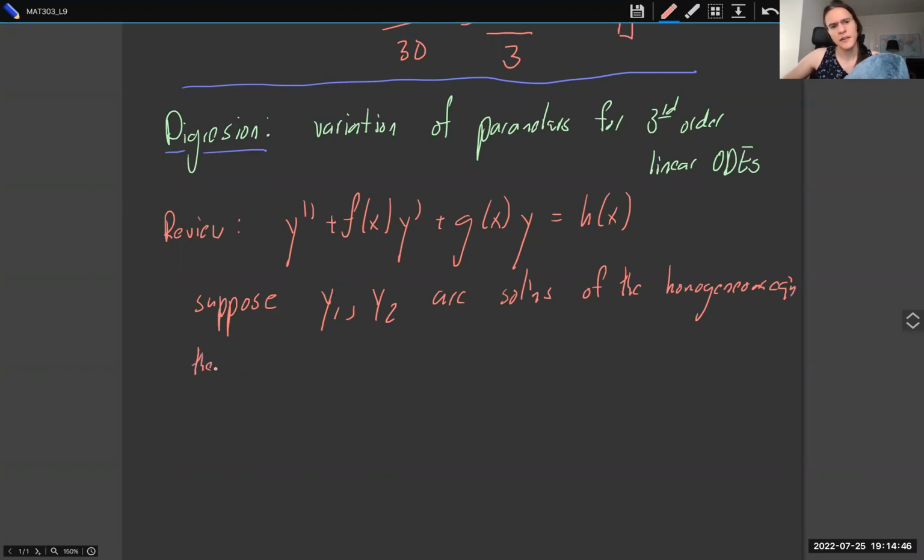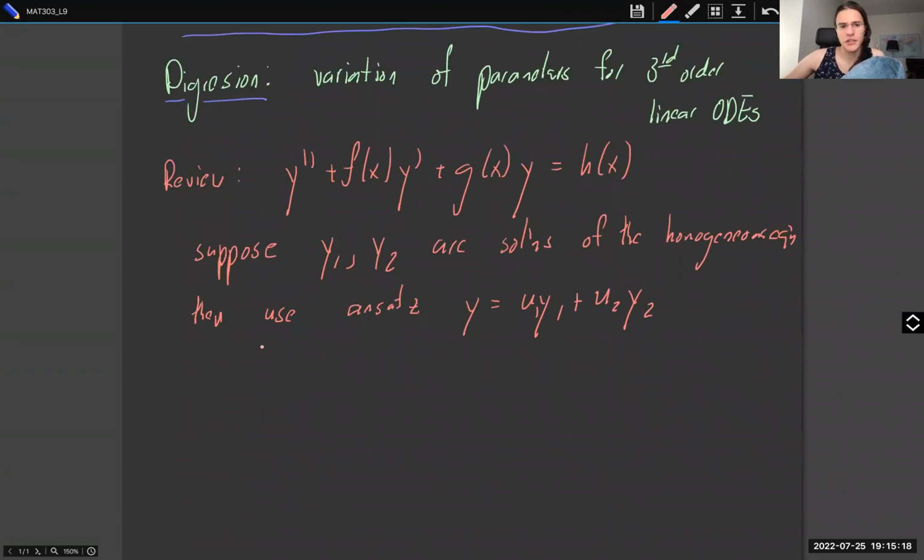Then use the ansatz that y is equal to u1 y1 plus u2 y2. That was the ansatz. However, there is up to homogeneous factors one inhomogeneous solution to this equation, whereas there are two parameters here. So we've got to impose another condition.